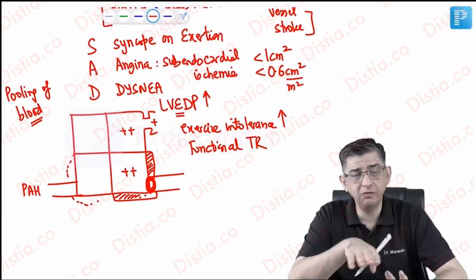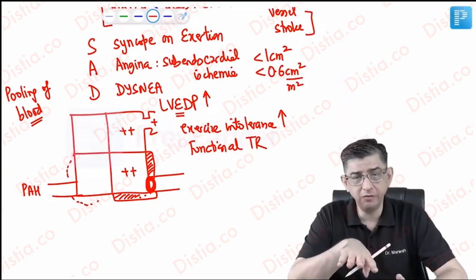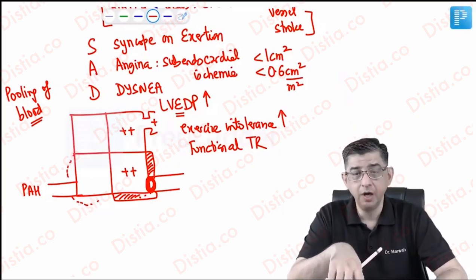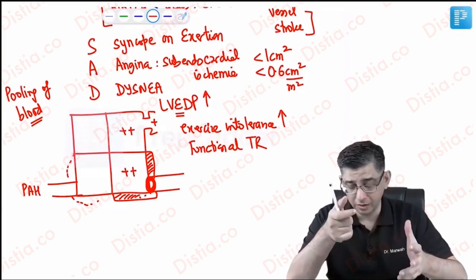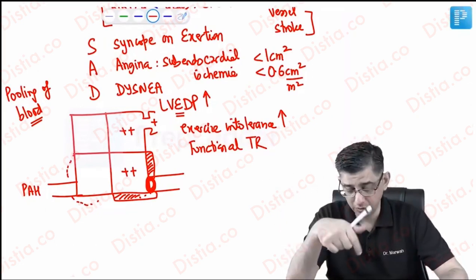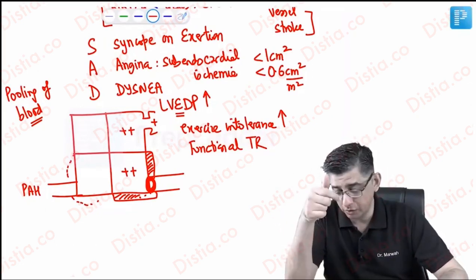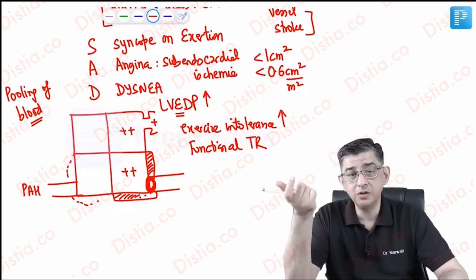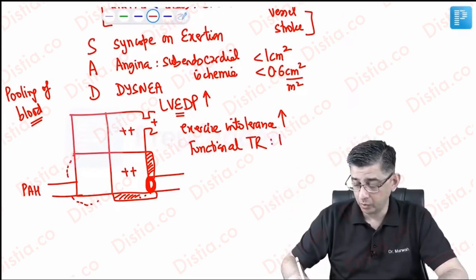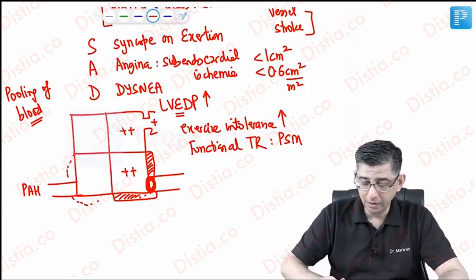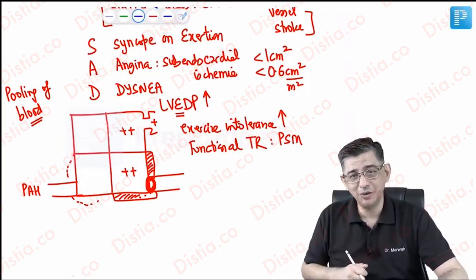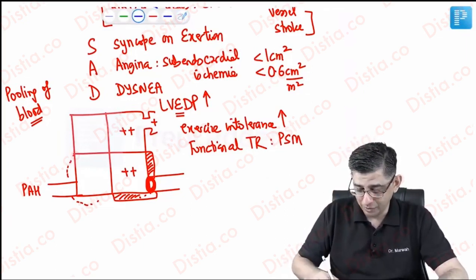Because there is no problem with the valve leaflet. Chordae and DNA are fine, valve leaflets are fine, but because the tricuspid annulus will start getting dilated because of the right ventricular dilatation, there could be a TR, and the importance of this is that TR can contribute to a pansystolic murmur.